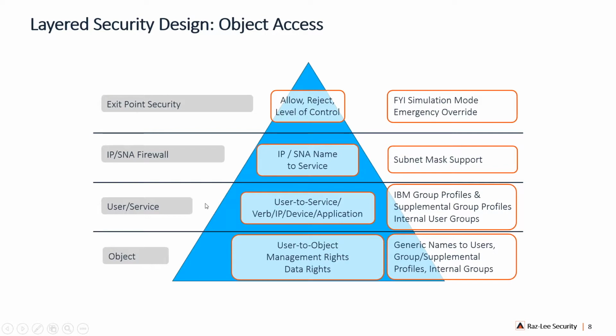Then we go to the third level. In the third level, we are protecting the user per service. We are able to specify for each user or group profile or supplemental group profile, and yes, we protect and consider the supplemental group profile if so desired, and the user groups, which are groups that are inside the firewall itself, by verb, IP, device name, and application. We are able actually to control everything in this level.